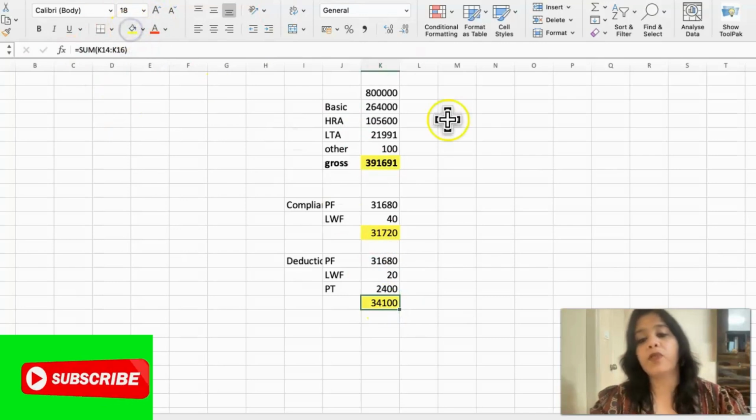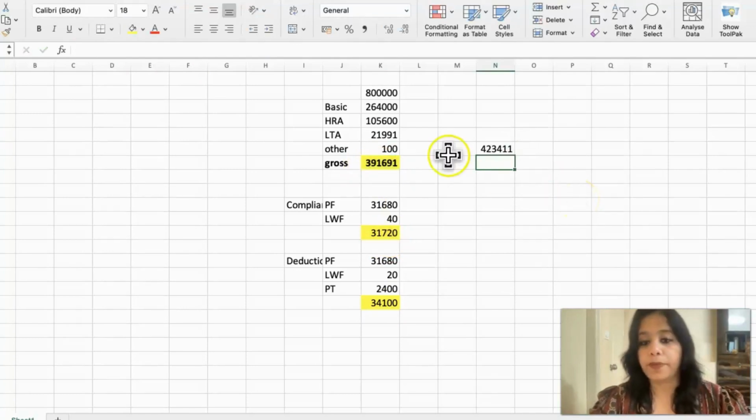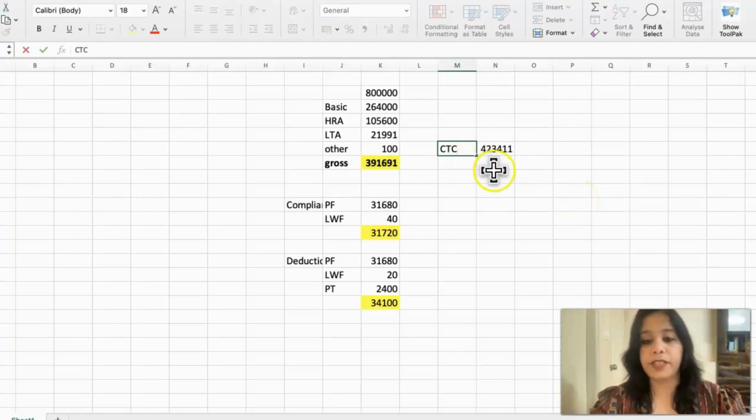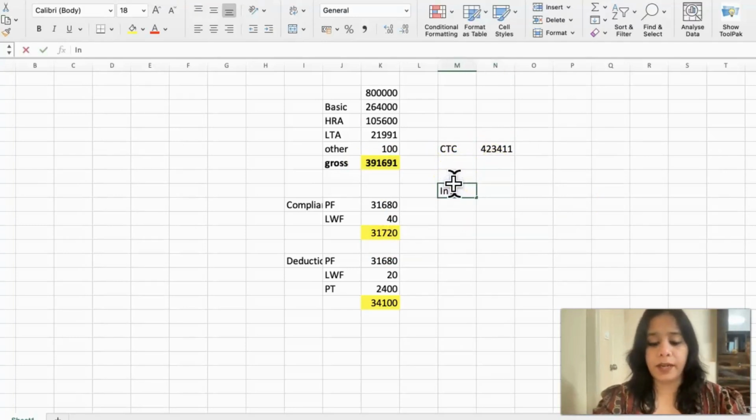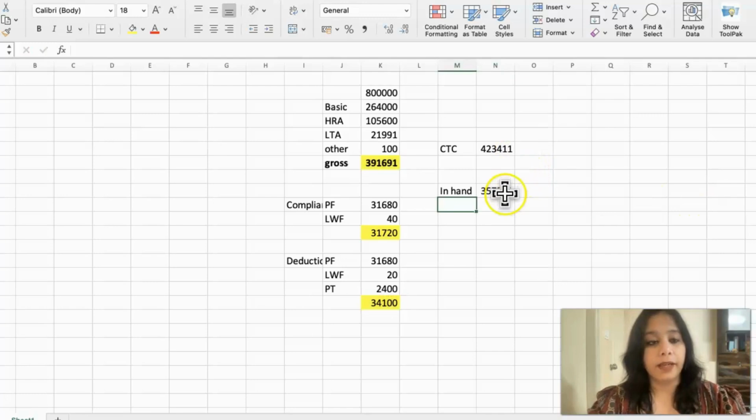Now what have we learned? What is CTC? CTC is gross plus whatever the company is paying to the government on behalf of the employee. That's called CTC. What's net in hand? Net in hand is what we were supposed to pay in cash minus the deductions which will be paid to the government. That's net in hand. Now I was supposed to pay 8 lakh and I paid just 4,23,000.